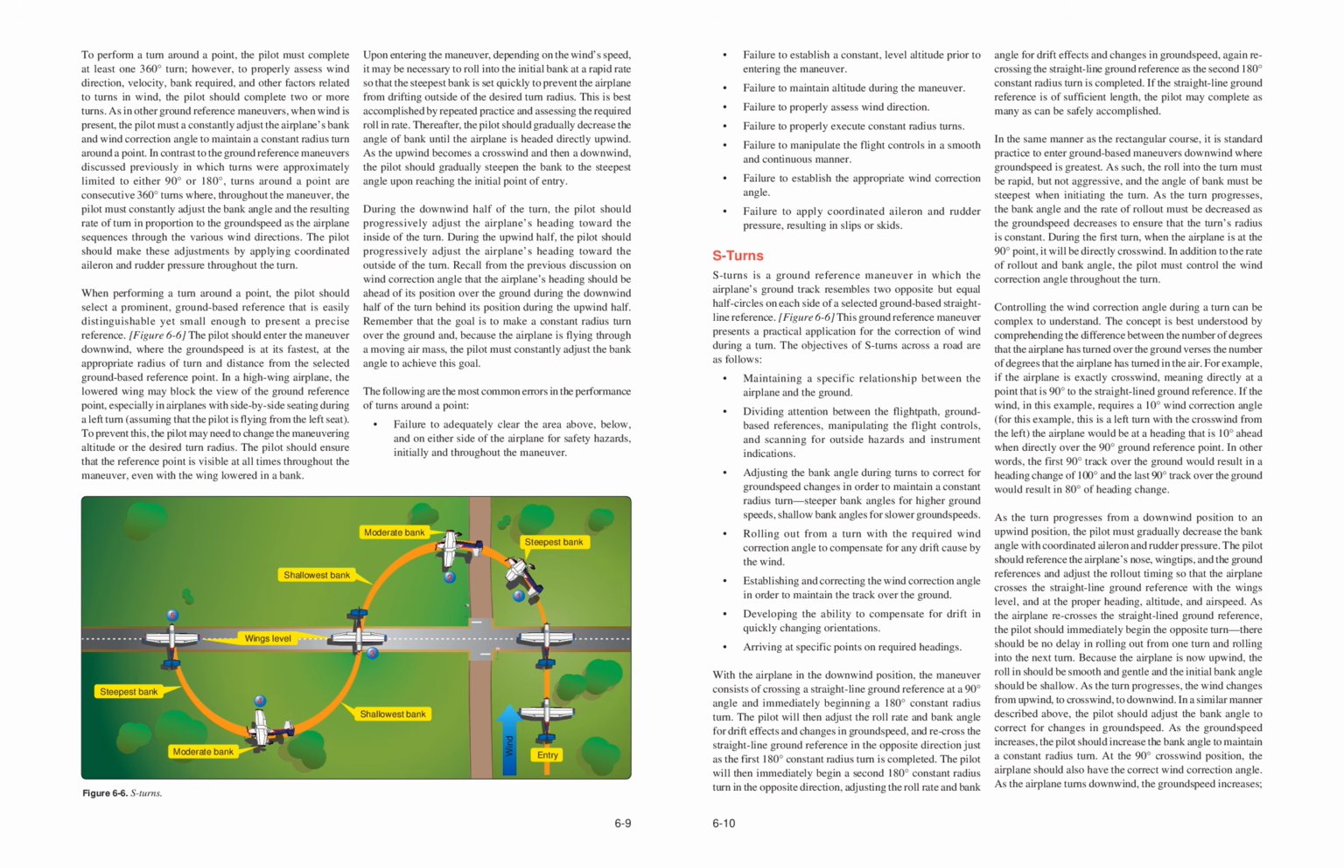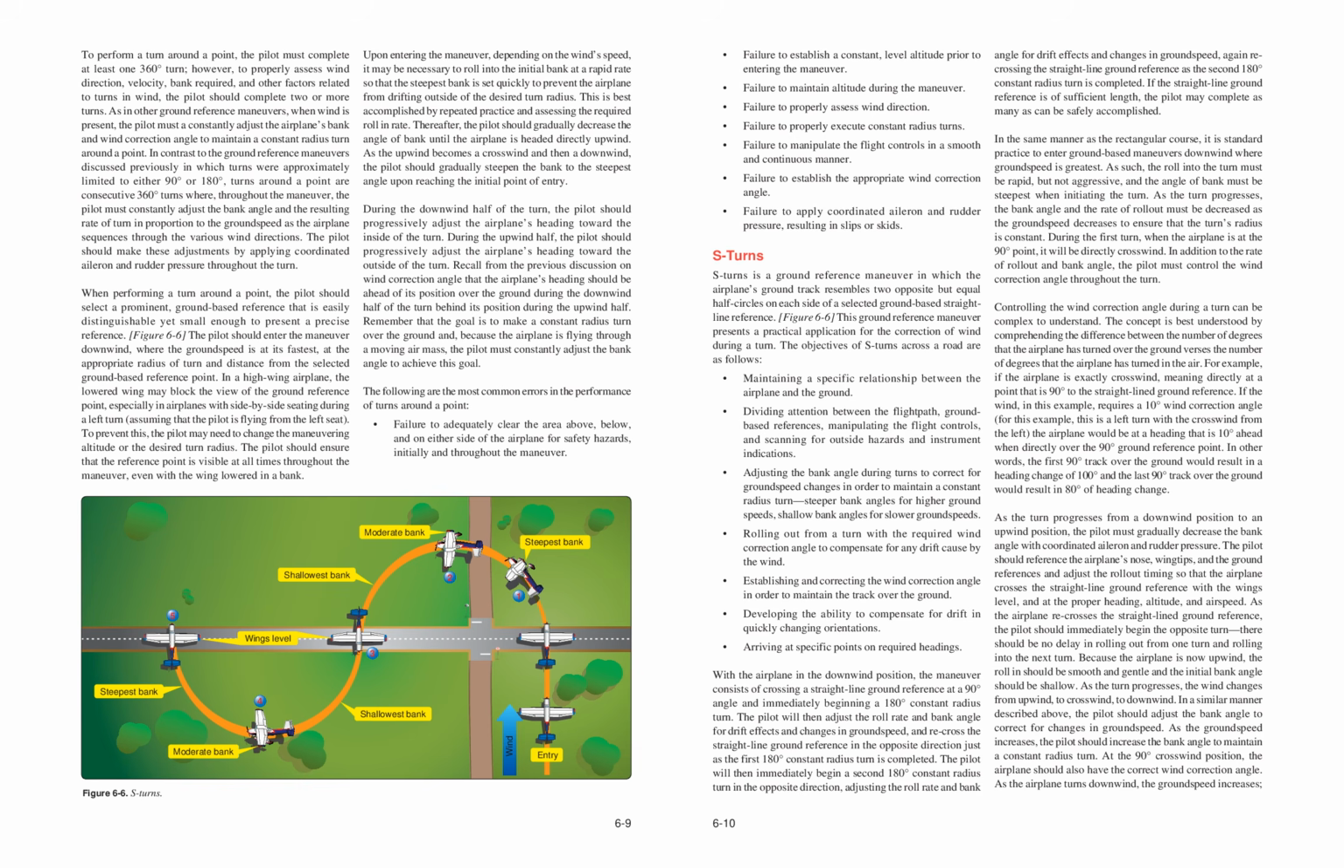Remember that the goal is to make a constant radius turn over the ground and, because the airplane is flying through a moving air mass, the pilot must constantly adjust the bank angle to achieve this goal. The following are the most common errors in the performance of turns around a point. Failure to adequately clear the area above, below, and on either side of the airplane for safety hazards, initially and throughout the maneuver.